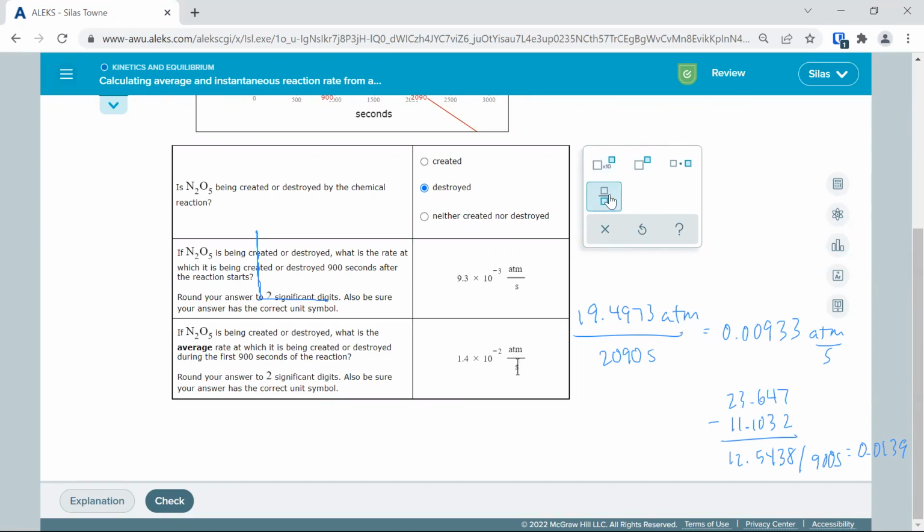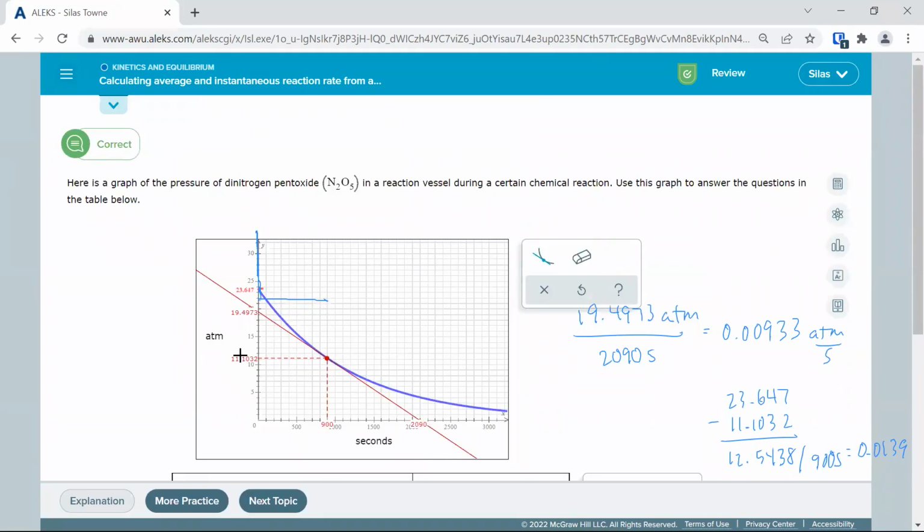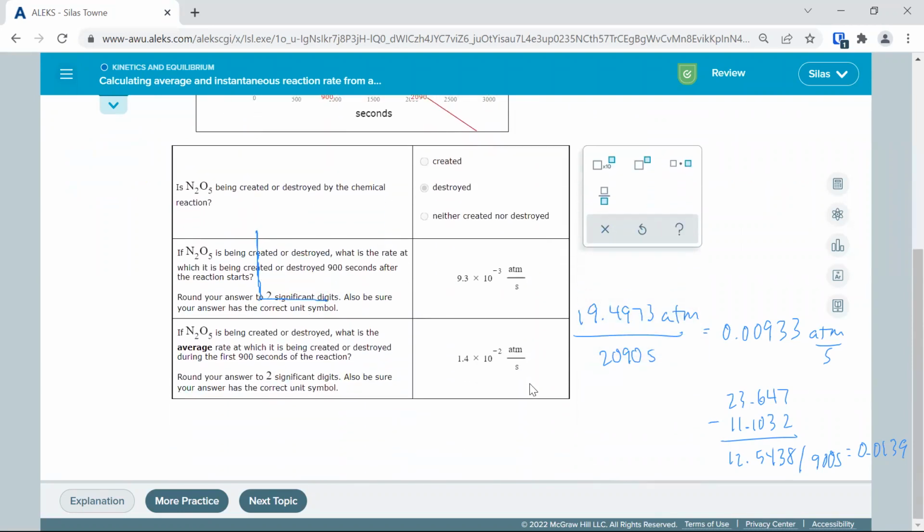So we got the instantaneous rate using our tangent line, and we have our average rate using the change over the 900 seconds. Let's do a check. Looks good. So understanding those 2 types, using this pencil tool is important to get those exact values, and then pay attention to units and significant digits. Some might be molarity per second, for example. So you've got to put that in when you put in your answer.